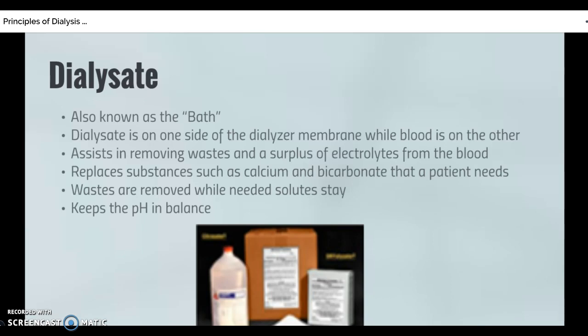So it's going to assist in removing the waste as well as an extra amount of electrolytes from the blood. It's also going to replace different substances like calcium, and some can keep potassium equal, as well as bicarbonate that a patient is going to need. So you'll want to remember the calcium bicarbonate.